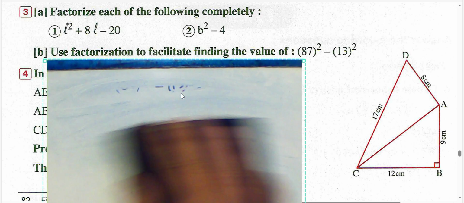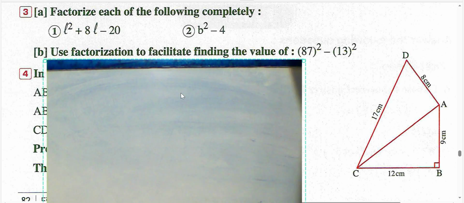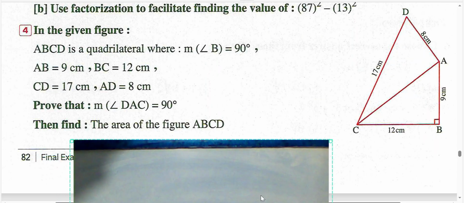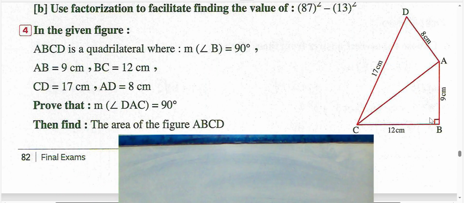Next question. ABCD is a quadrilateral where the measure of angle B is 90 degrees. AB is 9 centimeters, BC is 12 centimeters. Show that the measure of angle DAC is a right angle, and then find the area of the figure ABCD.